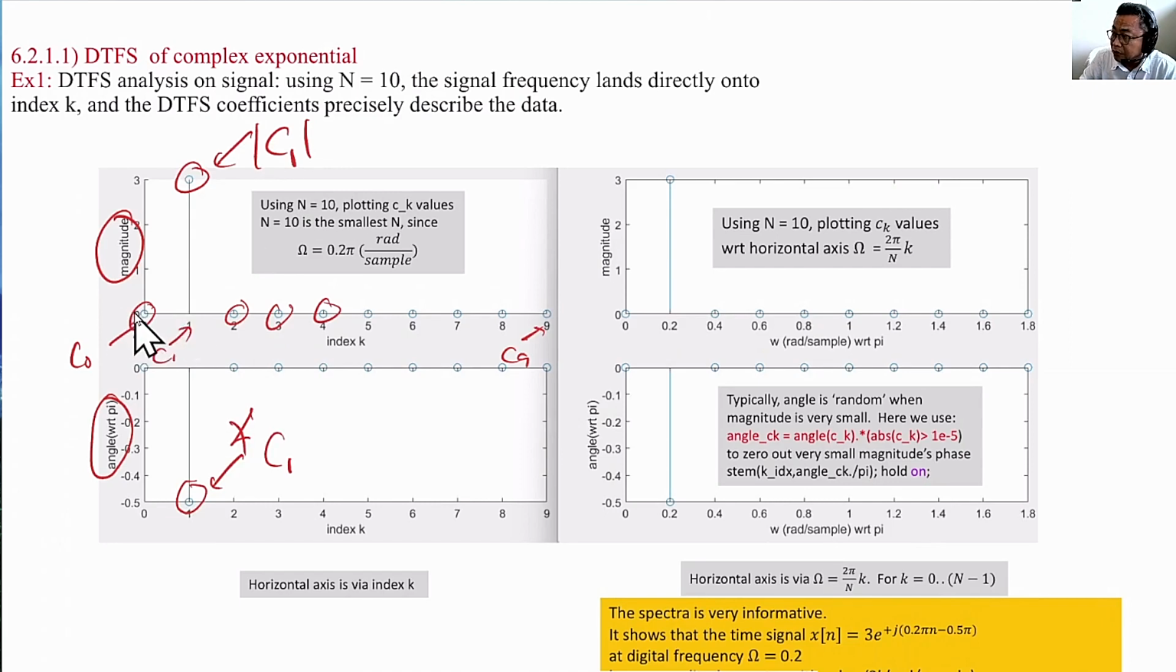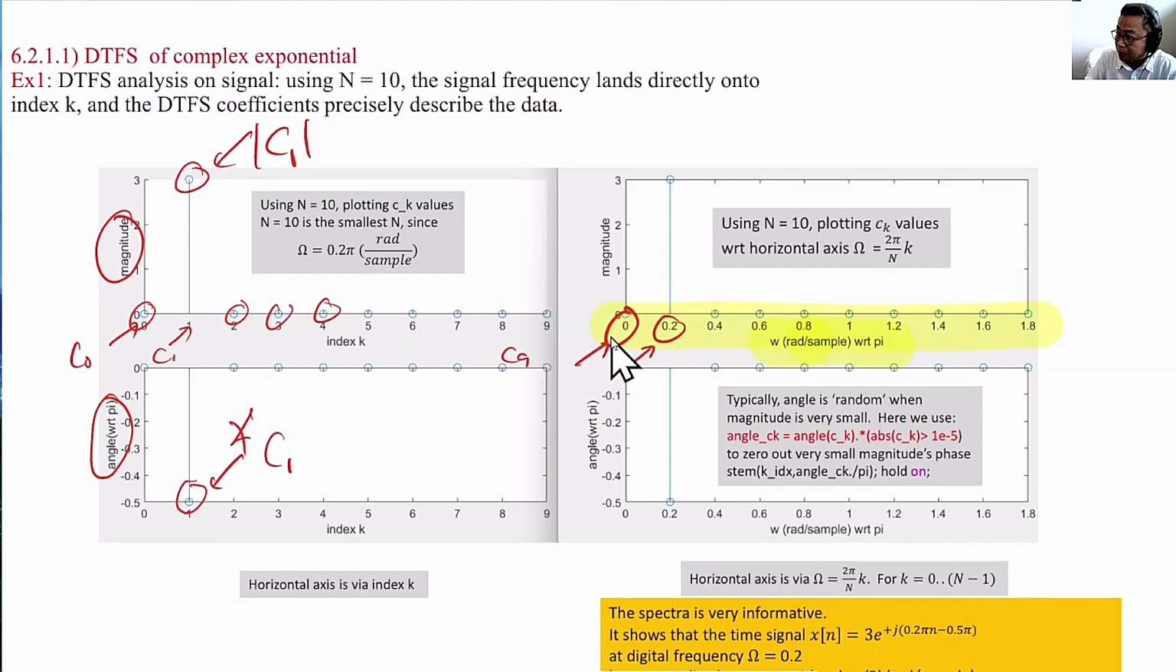So this horizontal axis is with respect to Ck, where k will be equal to 0 to N minus 1, and because capital N is 10, it's C0 to C9. Now, sometimes we'll ask you, instead of showing us the horizontal axis as C0 to C9 or C(N-1), we want to see the horizontal axis with respect to omega. So C0 will be mapped to 0 radian per sample.